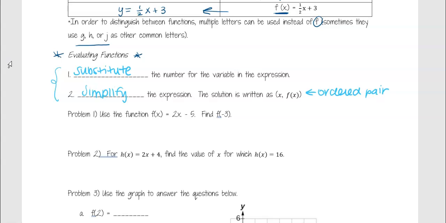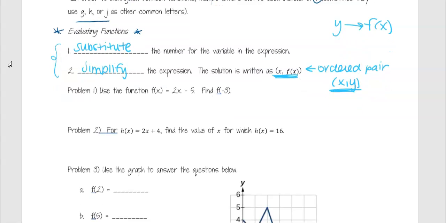Remember, an ordered pair is usually x comma y. So guys, it still is, right? X comma f of x is the same thing as x comma y, because we just said y is the same thing as f of x. So this might look fancy, but it's really just still x comma y.